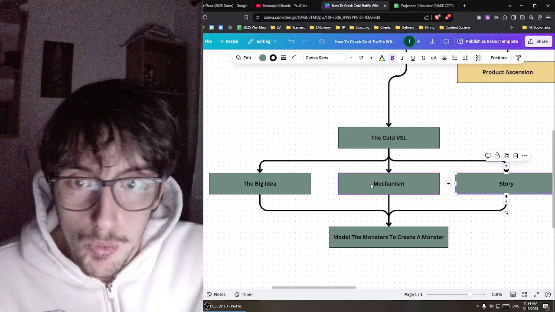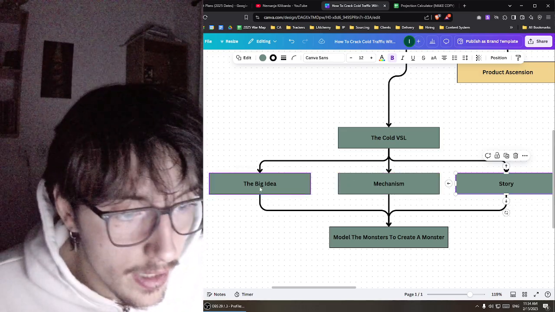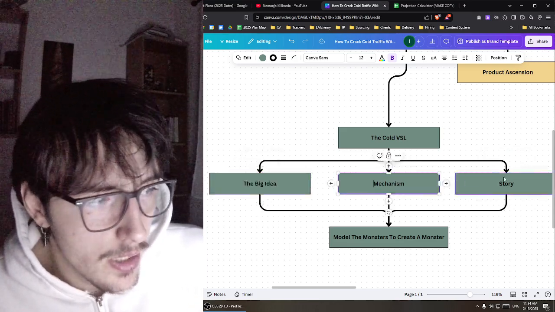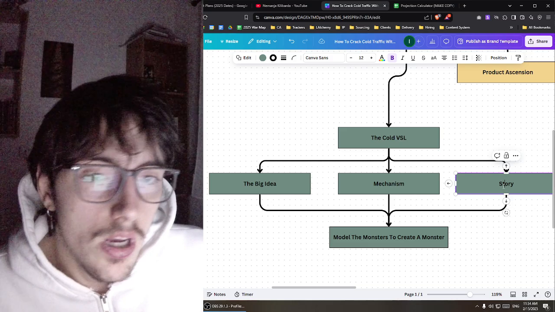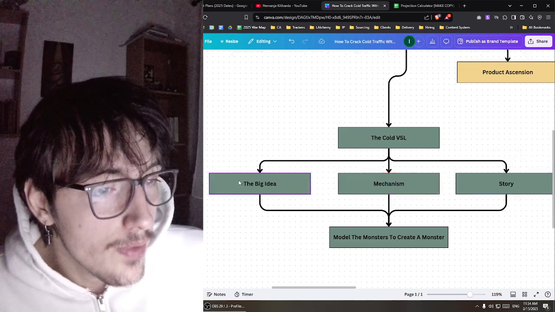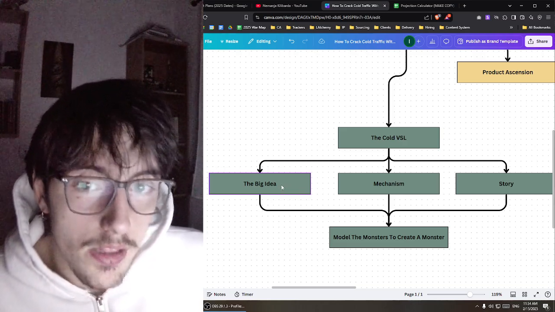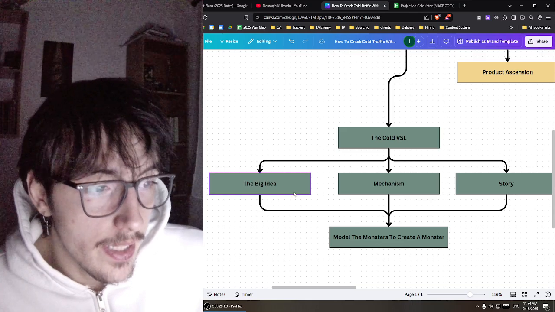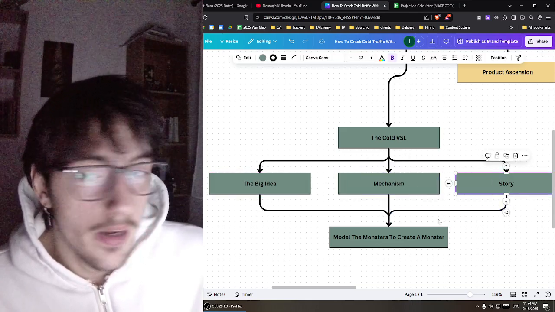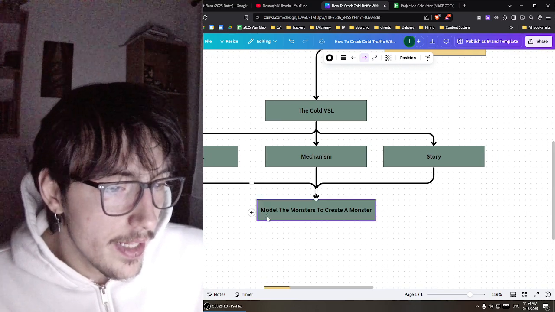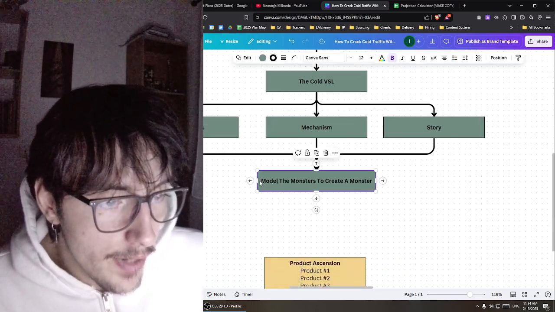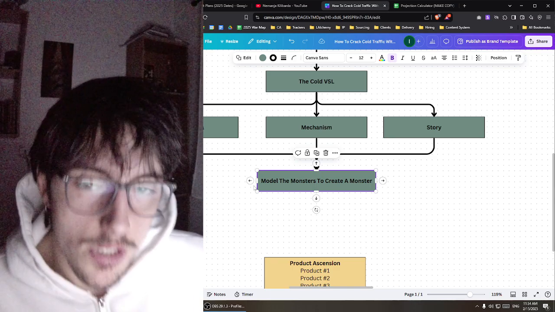And if you follow this formula, I'm giving you the big idea. I'm going to be going into these maybe more in future videos. If you follow the formulas I give you for these, you are pretty set to create a killer big idea, a killer mechanism, a killer story, right? And one tip for you here is to model the monsters if you want to create a monster.